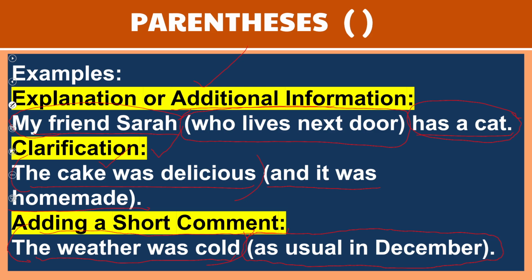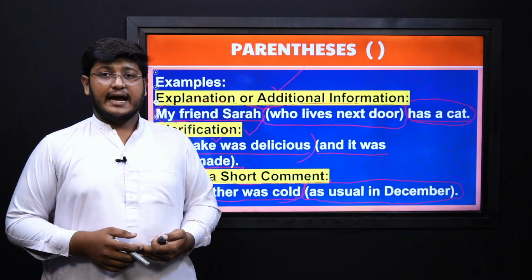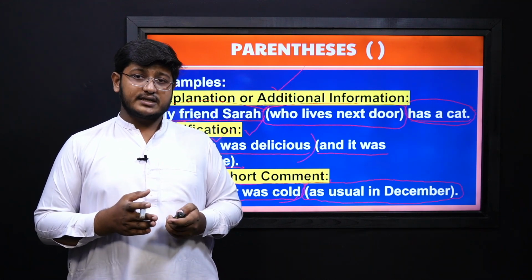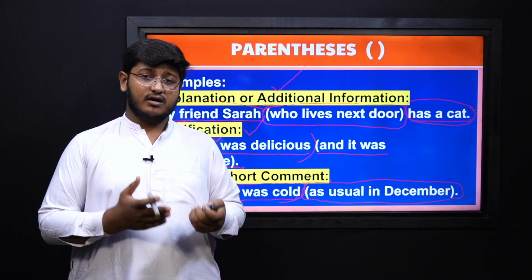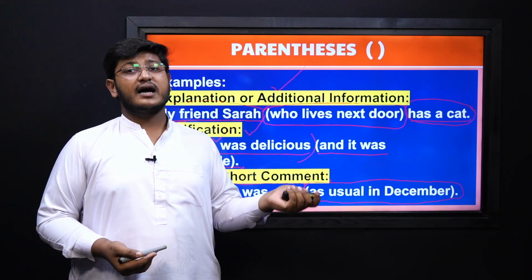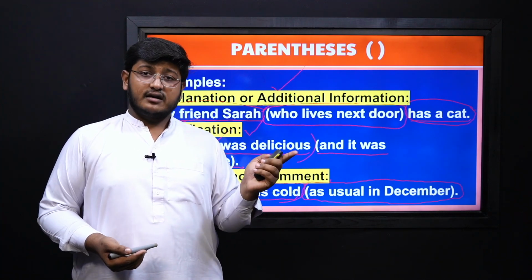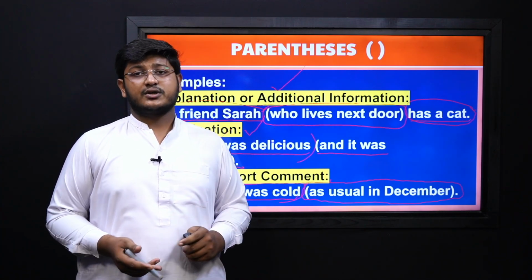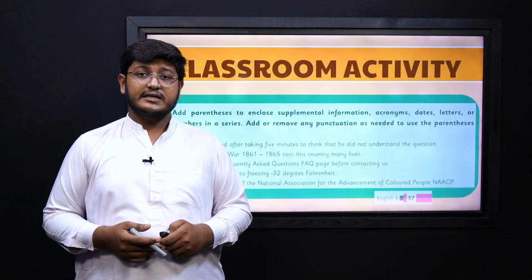The weather was cold, it is the main sentence, and he used a comment. He wants to add a comment, so he uses a parenthesis and gives an extra comment about when the weather was going to be cold. So I hope you guys understand what the parenthesis is.